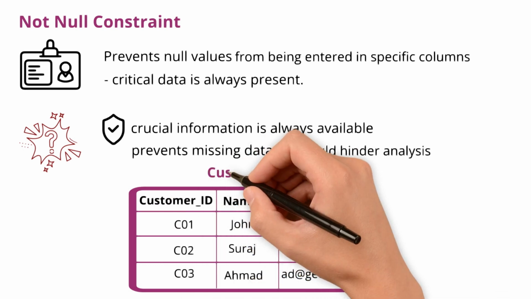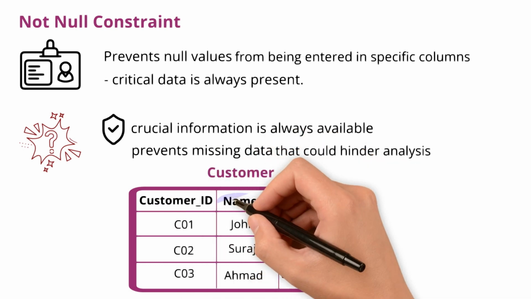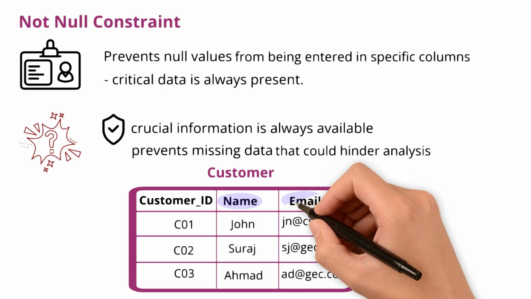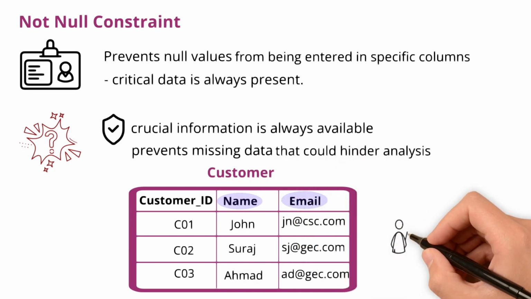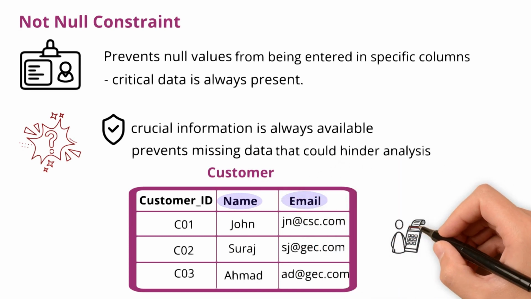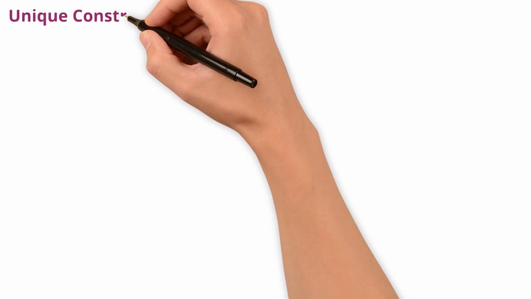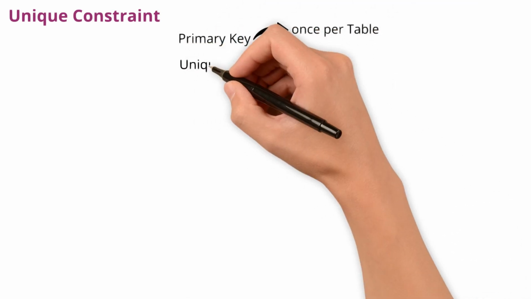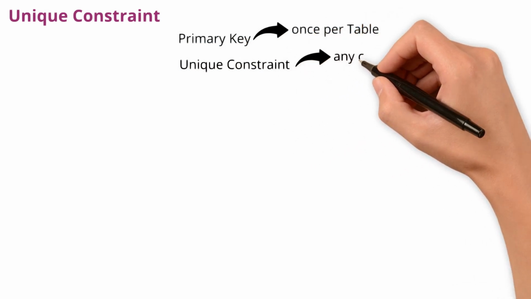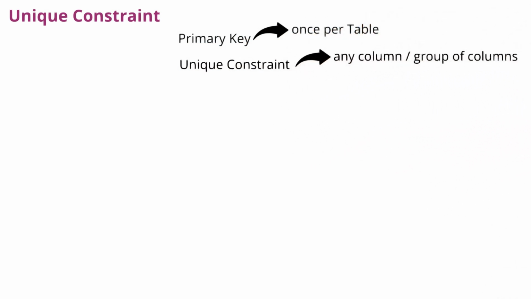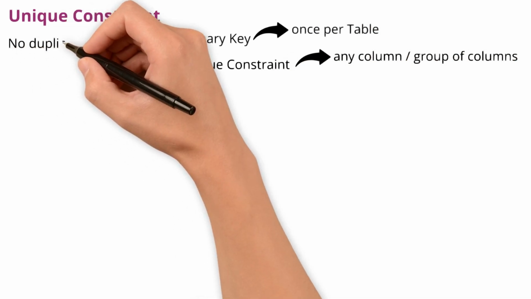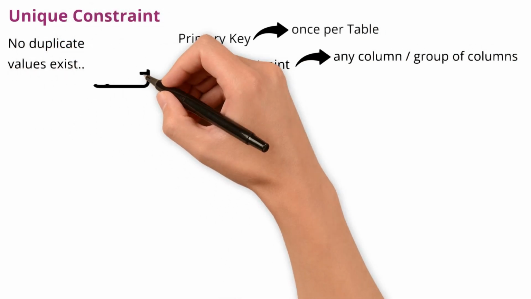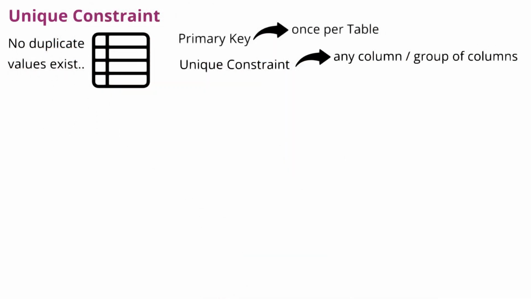For instance, in a customer table, you might set a not null constraint on columns like customer name and email to ensure the essential customer information is always provided. Next one, unique constraint. When a primary key can only exist once per table, a unique constraint can apply to any column or group of columns. It ensures no duplicate value exists for a specific column within the table.